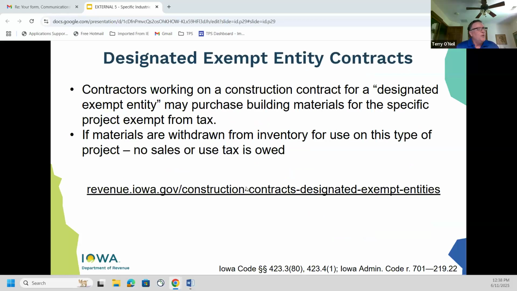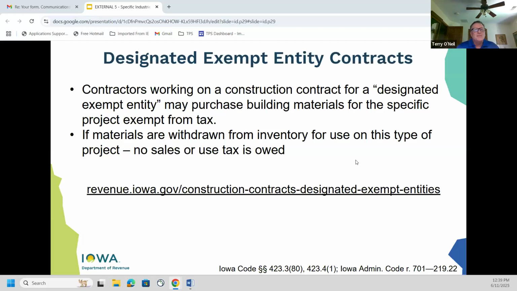Designated exempt entities. I wanted to make sure we touched base on this. Contractors that do work for a designated exempt entity can purchase their materials tax exempt for that specific job if they have received a designated exempt entity exemption certificate from the sponsor. They also do not have to pay tax if they withdraw materials from inventory to use in this type of project. Again, thing to keep in mind though, you have to have received a designated exempt entity exemption certificate from the sponsor.